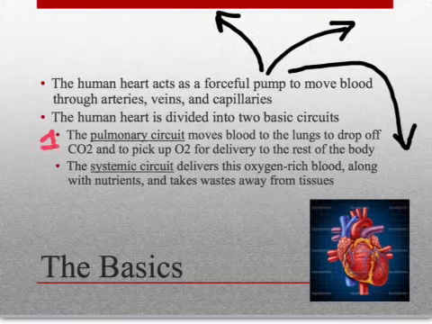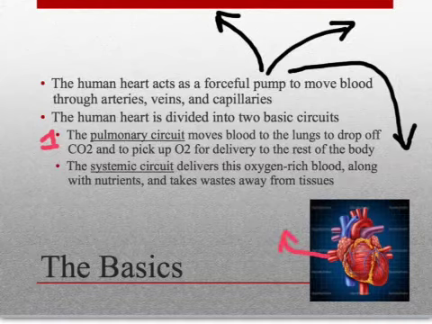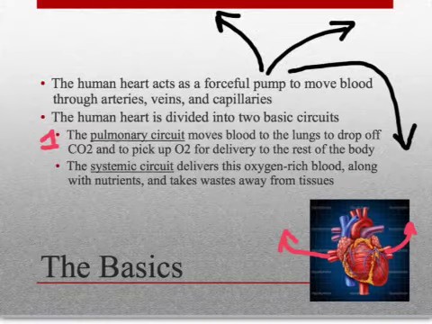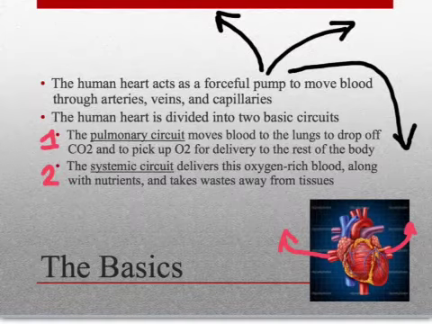So pulmonary refers to the lungs, and so the pulmonary circuit is just in charge of delivering blood to the lungs. So if this is a heart in a body, the lungs are really right here. They're very, very close. So this is a really short trip for the blood to make. The blood goes to the lungs where it drops off carbon dioxide for the person to breathe out, and it picks up oxygen, or O2, for delivery to the rest of the body. Once this happens, the blood goes right back to the heart, where it then travels on the systemic circuit.